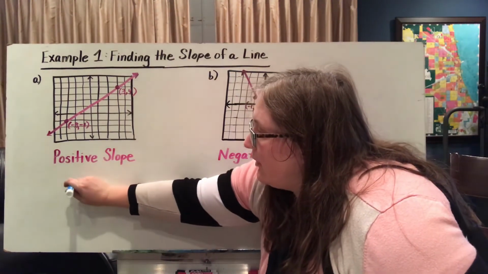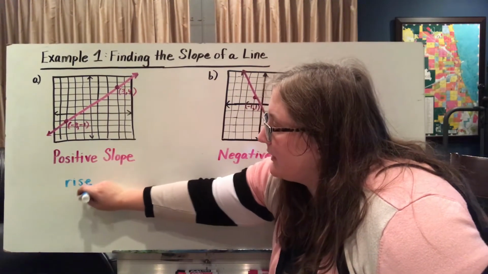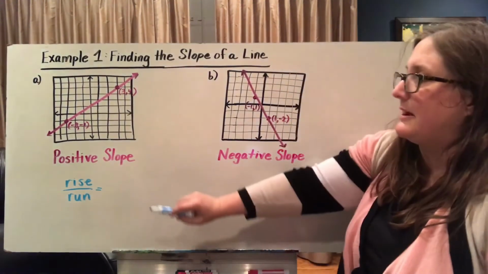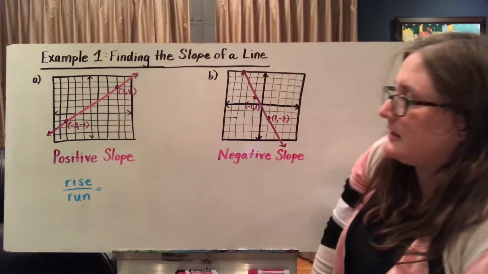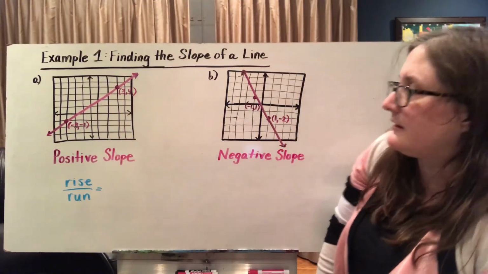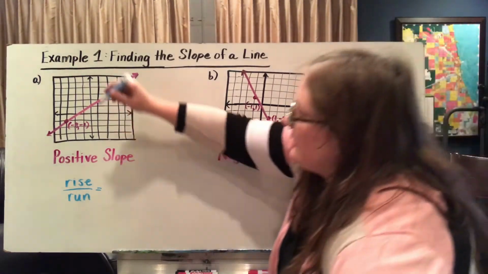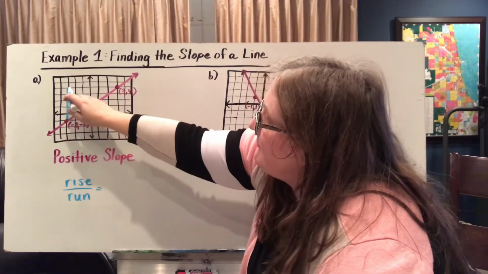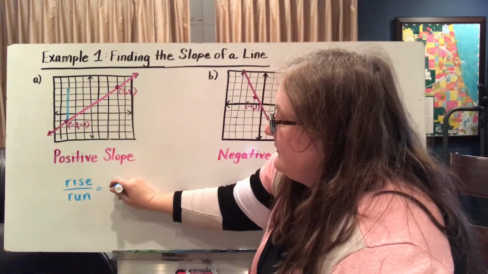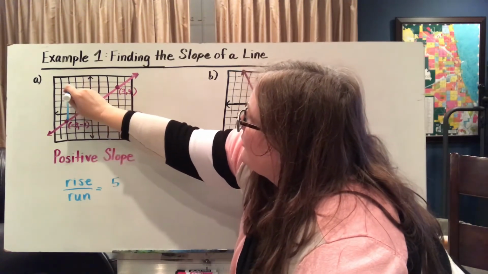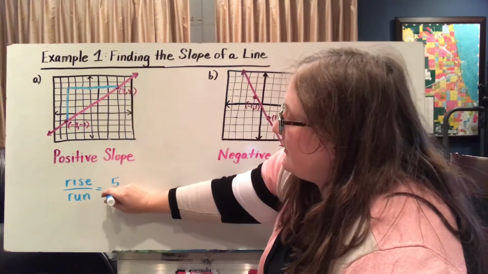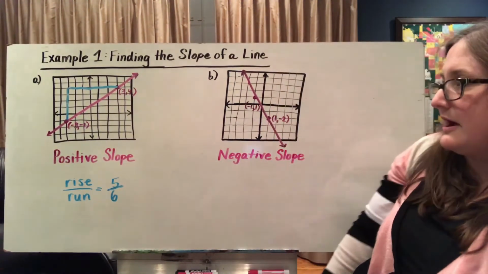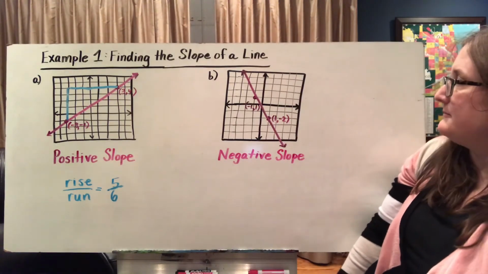So the rise is how much we go up between the points, and the run is how much we go over. So I'm going to start with my point over here at -3, -1. And first I'm going to see how many boxes we go up. So I'm counting on my graph. We're going up 1, 2, 3, 4, 5 boxes. So that's my rise. And then horizontally I'm going over 6 boxes. So that's my run. When I'm going up and to the right, those are positive directions. So my slope is 5/6.